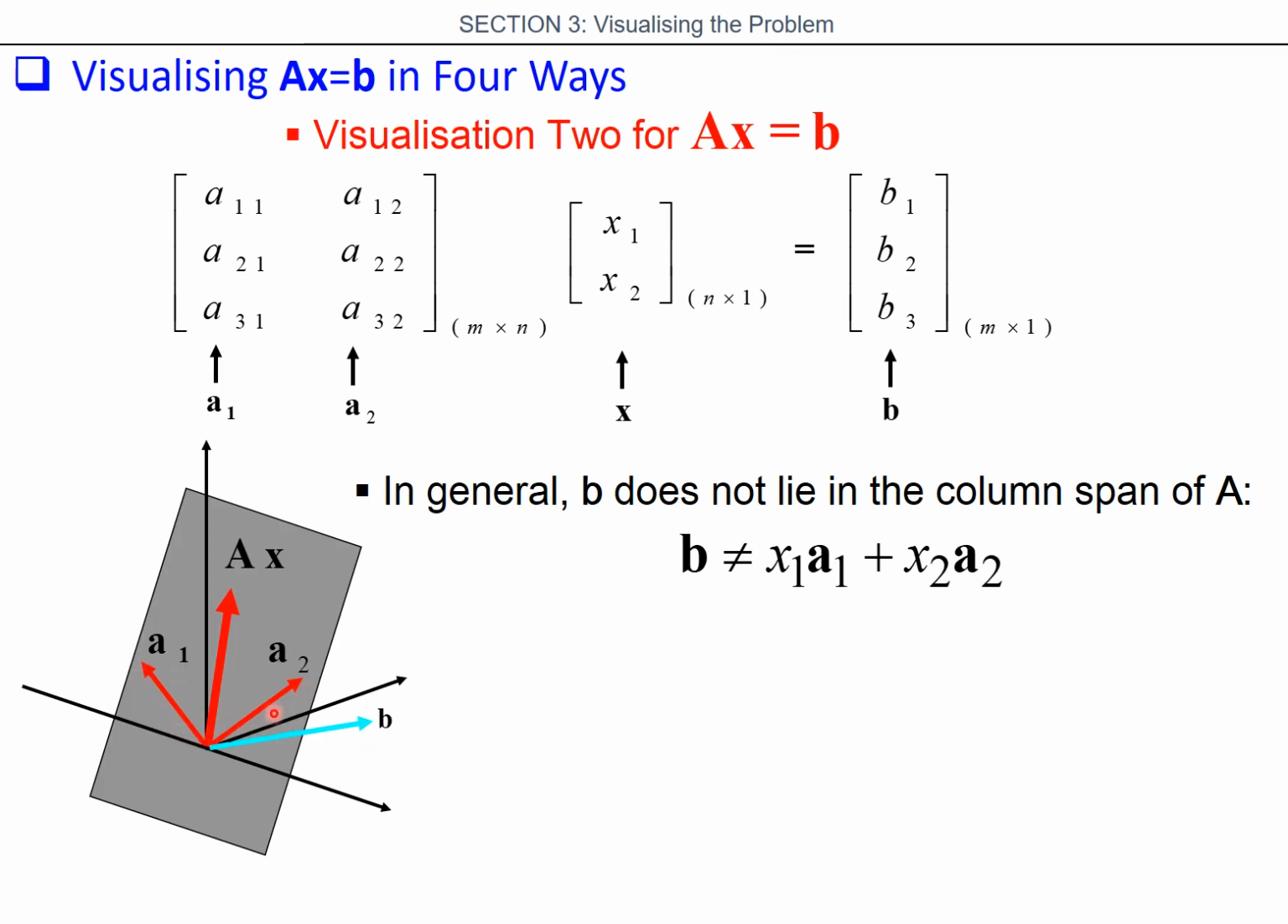The 2 columns a1 and a2 will span a 2-dimensional plane in general unless they're collinear. And B, which is a 3 by 1 vector, the chances that it lies in that plane are very unlikely. And so we cannot say that the left-hand side and the right-hand side will be equal, because B cannot be spanned by weighted values of a1 and a2. And what we try to do is choose x in such a way that the projection of B onto that plane, that distance from B to the plane, is minimized. We're going to see that later.